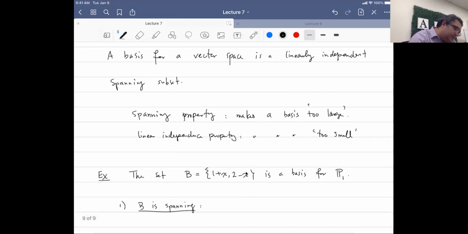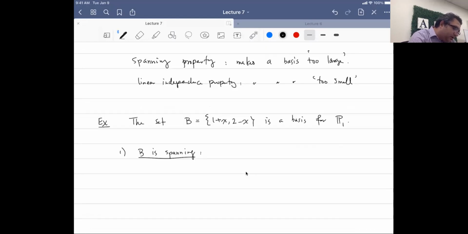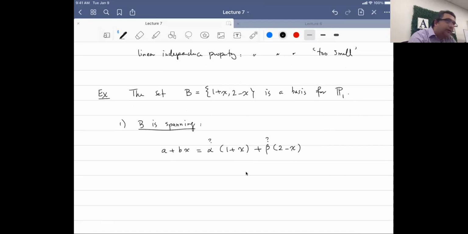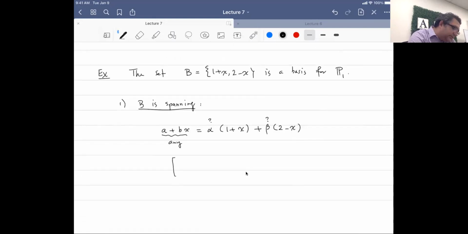How do I check that? Similar to the examples we saw. I'm asking whether any linear polynomial like this can be written as alpha times 1 plus x plus beta times 2 minus x. So can I find alpha and beta? For any given A and B, can I find alpha and beta? That's the spanning question, whether this is a spanning set for P1. Does that lead to a system of equations in alpha and beta?